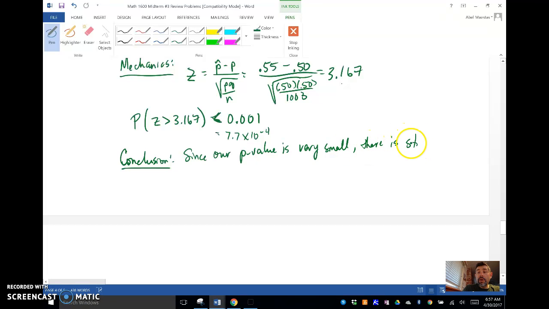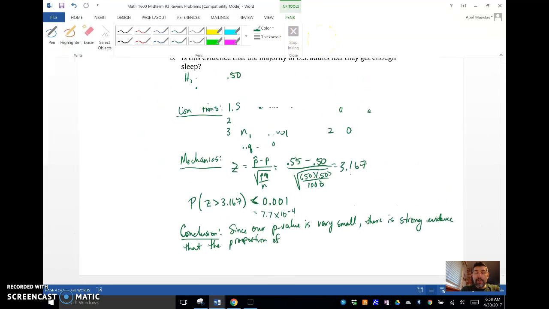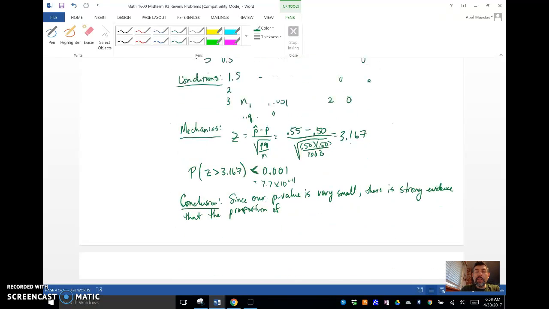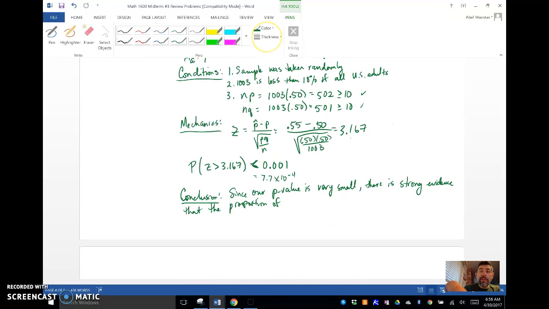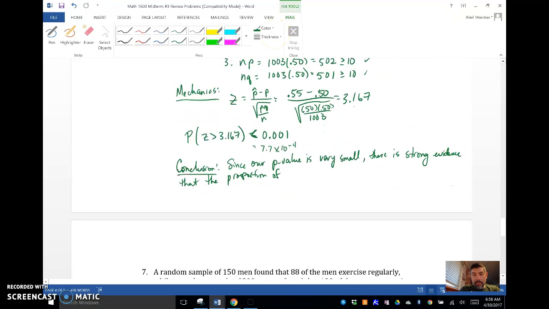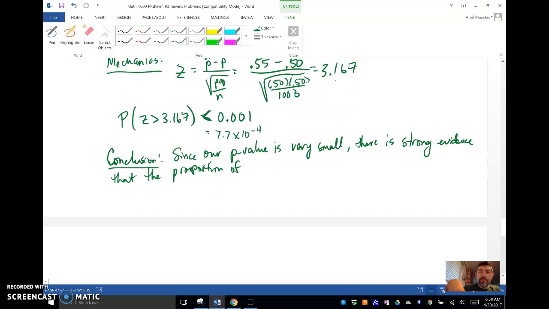there is strong evidence that the proportion of what are we talking about here? I can't even remember the proportion. Oh, sorry, the proportion of adults.